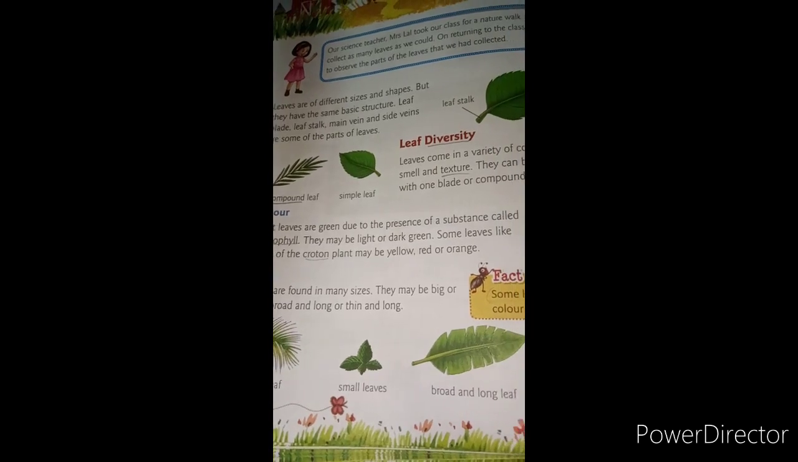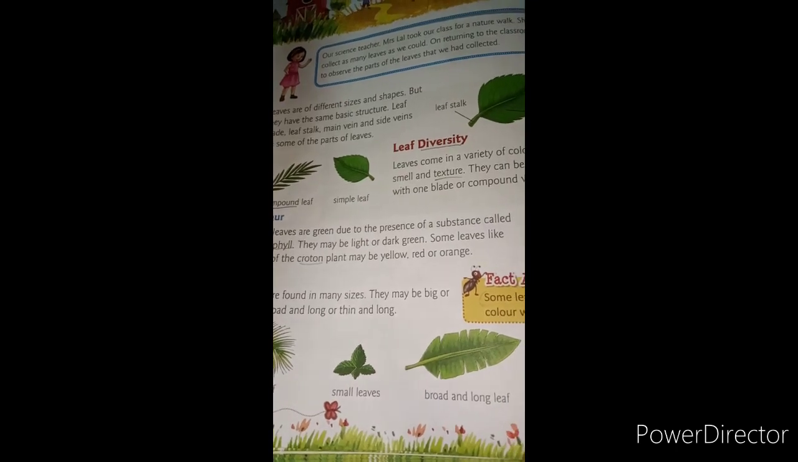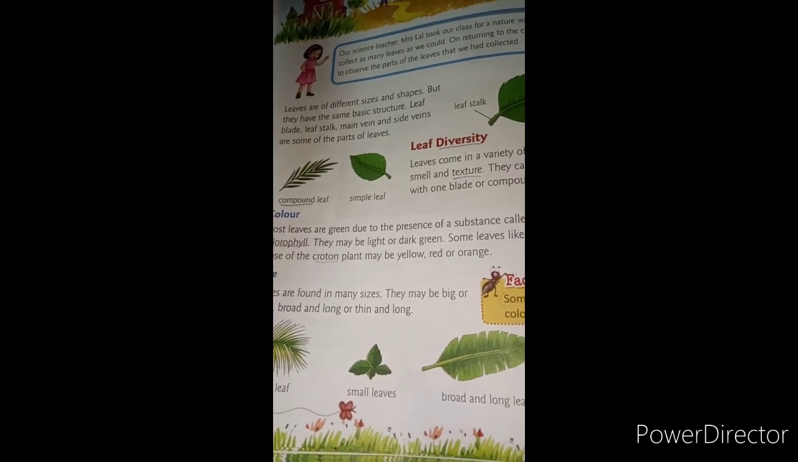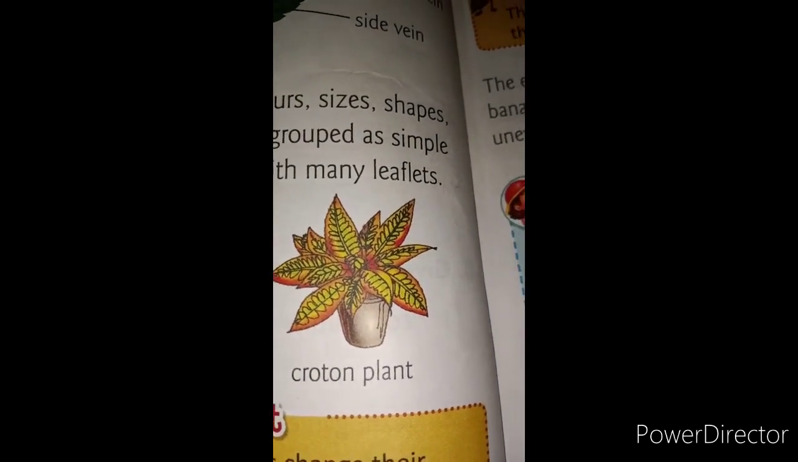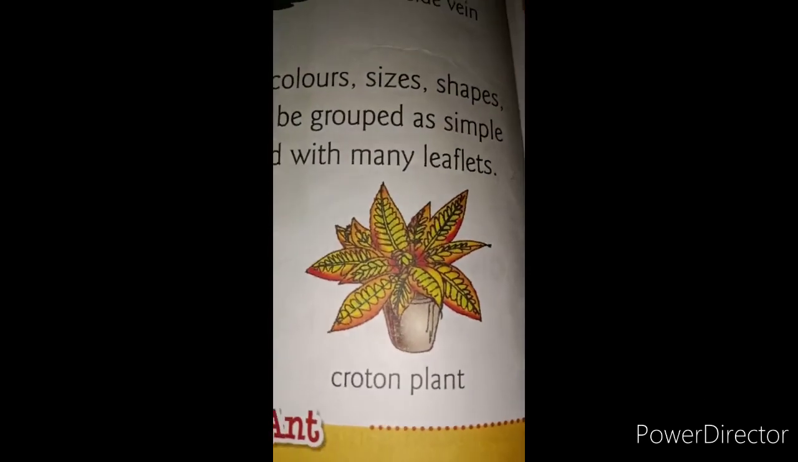Color. Most leaves are green due to the presence of a substance called chlorophyll. They may be light or dark green. Some leaves, like those of the croton plant, may be yellow, red, or orange. See the croton plant. It has so many colors: yellow, red, orange. Chlorophyll is a pigment which is responsible for the green color of a leaf. You need to understand only that because of chlorophyll only, leaves look green in color.